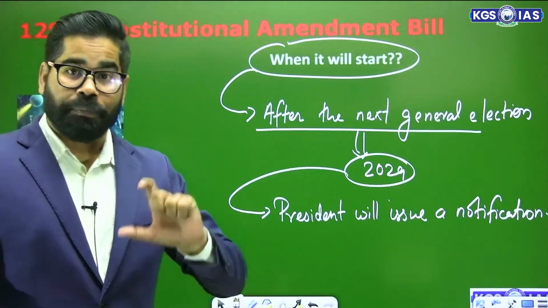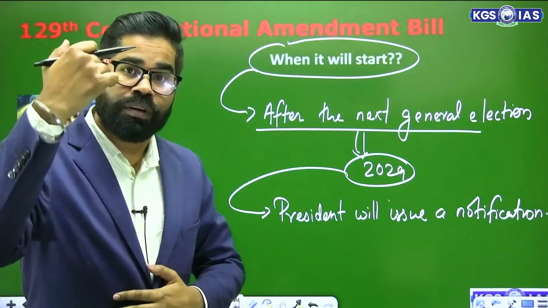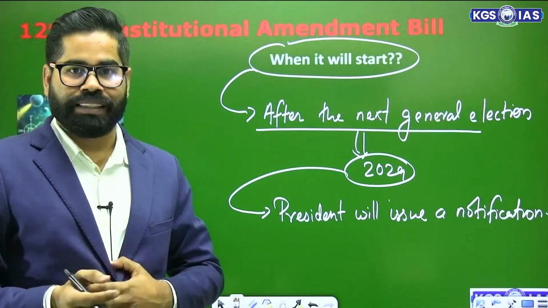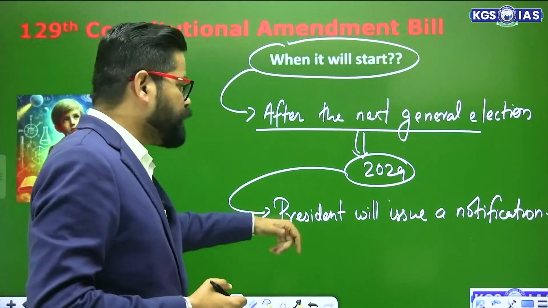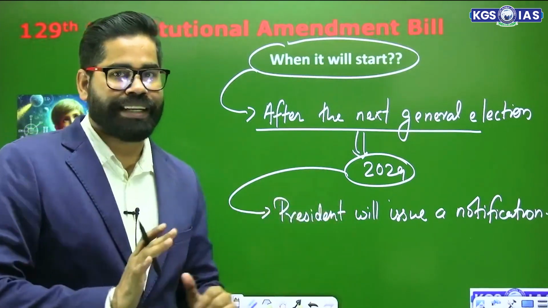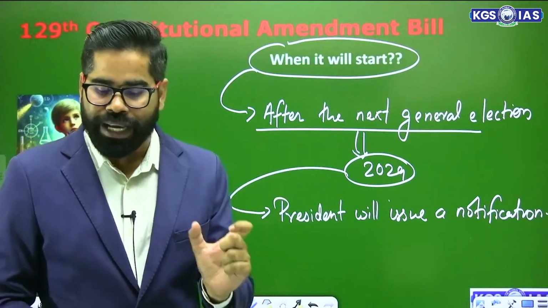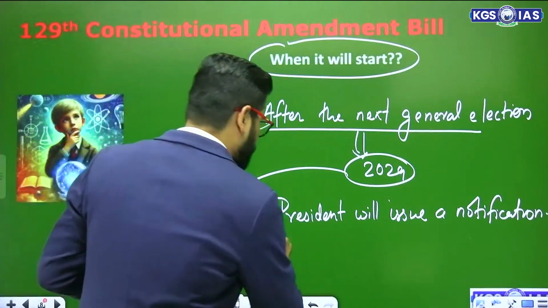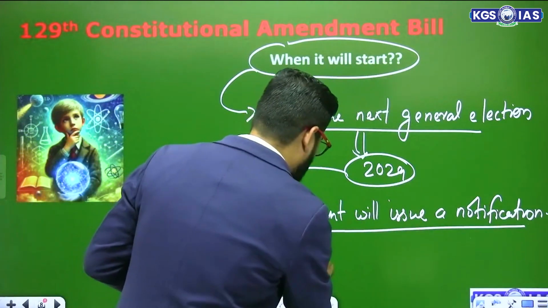The President will issue that notification after the 2029 election. That notification will be called the appointed date.